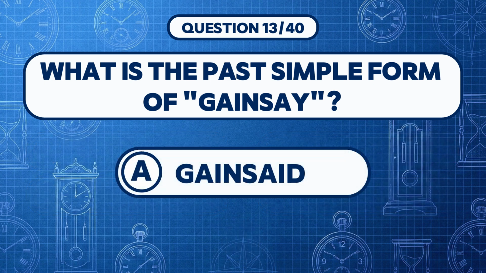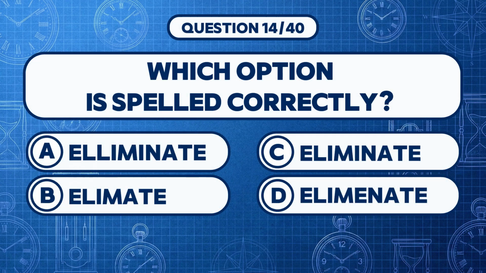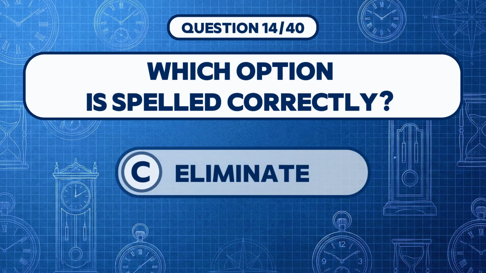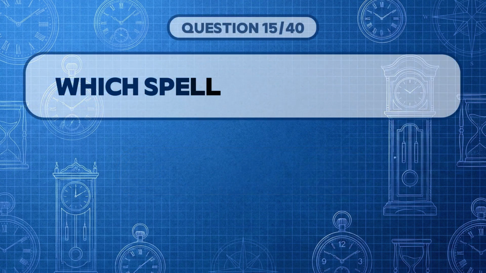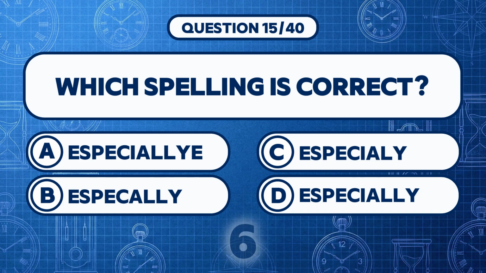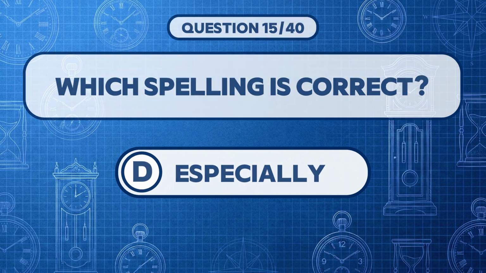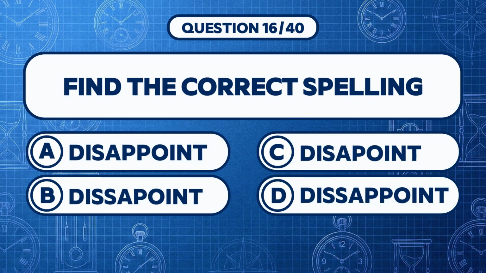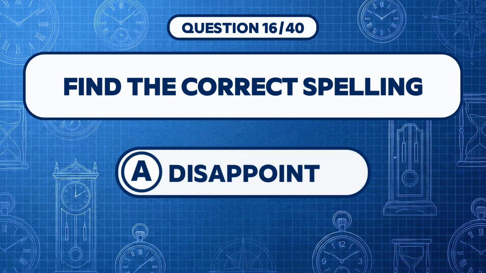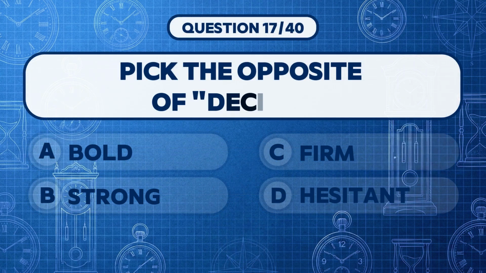Answer A. Gainsayed. Which option is spelled correctly? Answer C. Eliminate. Which spelling is correct? Answer D. Especially. Find the correct spelling. Answer A. Disappoint. Pick the opposite of decisive.